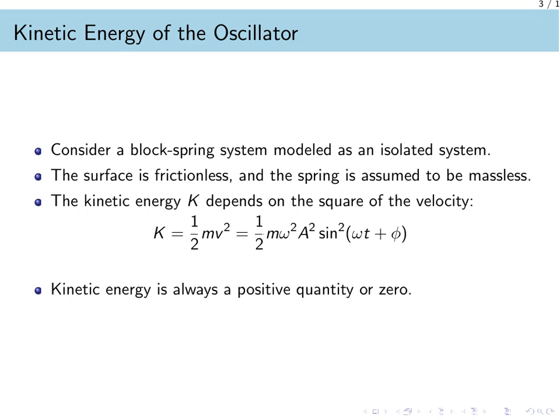By substituting the expression for velocity in simple harmonic motion, we find that kinetic energy equals 1/2 times the mass times the square of the angular frequency times the square of the amplitude, all multiplied by the square of the sine of the quantity angular frequency times time plus the phase constant. Because this expression involves squared terms, the kinetic energy is always a positive value or zero.